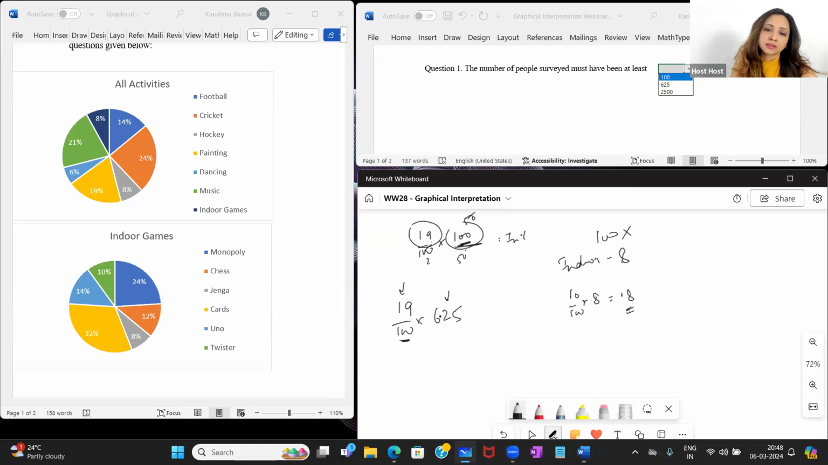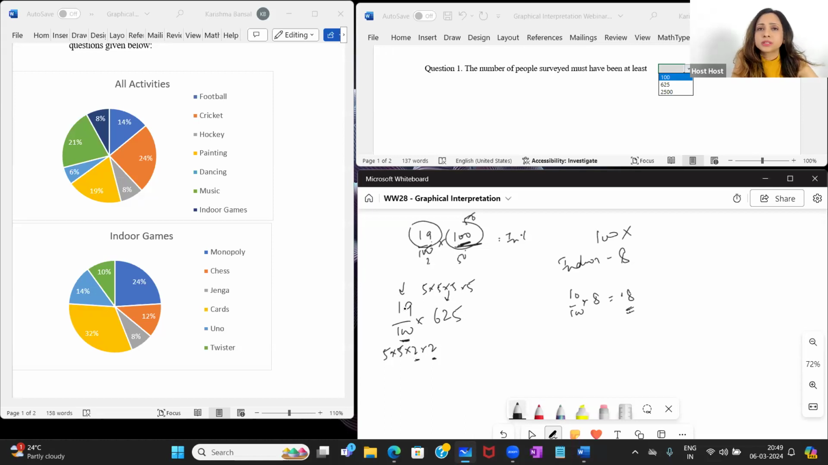Alternatively, even if that thing doesn't strike, it doesn't matter. What is 625? It's 5 into 5 into 5 into 5. I should know this for sure. What is 100? 100 is 5 into 5 into 2 into 2. Right? My 5s do get cancelled. But what about the 2 and 2? I don't have any 2s here, right?